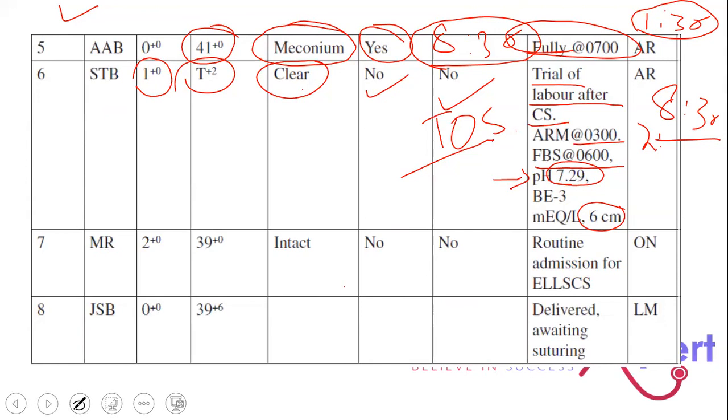So this should be your main concern: why was ARM done at 3 o'clock and FPS performed at 6 o'clock. You will say that because this patient is taking a trial of scar, I would like to see how long she has been in labor, plus I would like to review her CTG as well. Then I would like to check her fetal heart rate and contractions. I will exclude any unusual pain and do her per abdominal examination. For this woman, I would like to go and assess her myself. So this needs urgent review, isn't it?